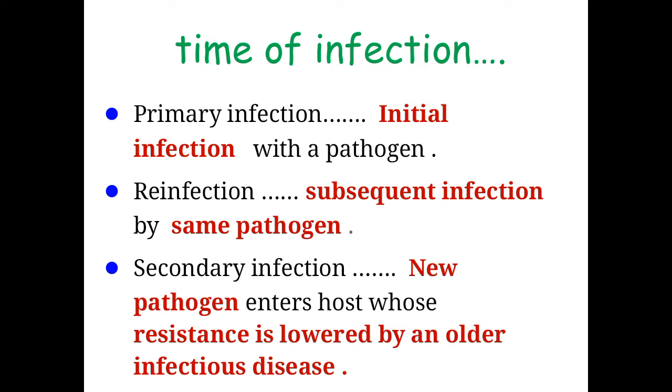Primary infection is nothing but initial infection with a pathogen. Reinfection is subsequent infection by the same pathogen. Secondary infection is when a new pathogen enters a host whose resistance is lowered by an older infectious disease.